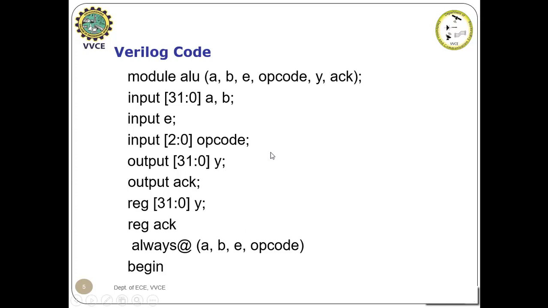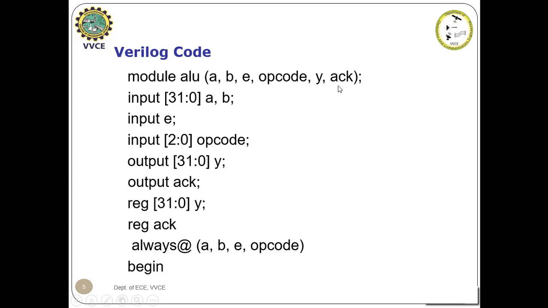every module should have the keyword module, and correspondingly we should use the endmodule keyword. The syntax for writing the module description is that we have to use module followed by the module name. Here my module name is ALU, followed by the input and output system specification we are using as a terminal list. Here A, B, E, opcode are the input ports. Therefore, I am declaring these variables in the terminal list.